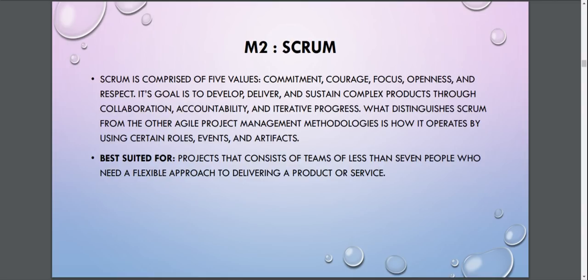Okay, then we have Scrum. Scrum ni is a short sprint approach to managing projects. So it's ideal for teams of no more than 10 people. Meaning that the Scrum methodology ni dia sesuai untuk projek-projek yang agak kecil. Project that consists of team of less than 7 people who need a flexible approach to delivering a product or service. Okay, and then it often weathered to 2-week cycle with short daily meetings known as daily Scrum meetings.